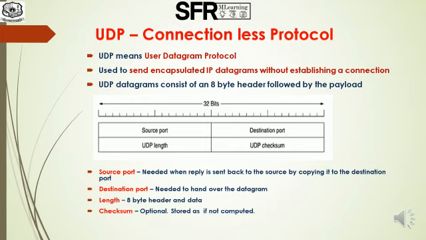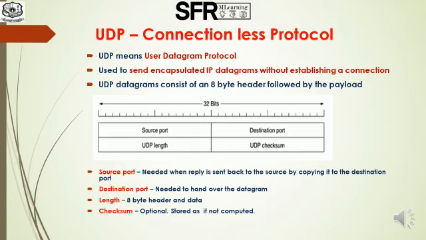In the 8-byte header, that is 32 bits, there are 4 fields: source port, destination port, UDP length and UDP checksum. Source port is nothing but the sender's port address and destination port is the receiver's port address. Here, source port is also needed when a reply is sent back to the source by copying it to the destination port. Length means the amount of data in the 8-byte header plus our data. So 8-byte header plus data will be stored in the length field.